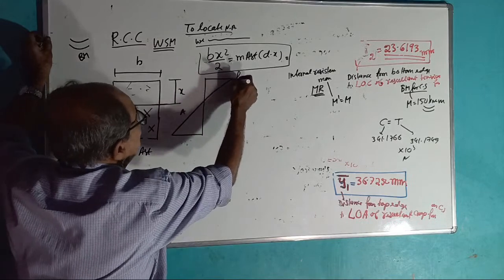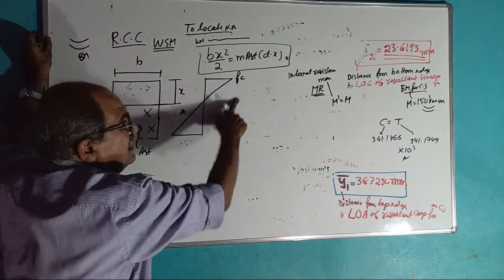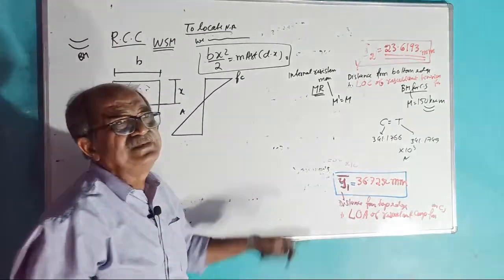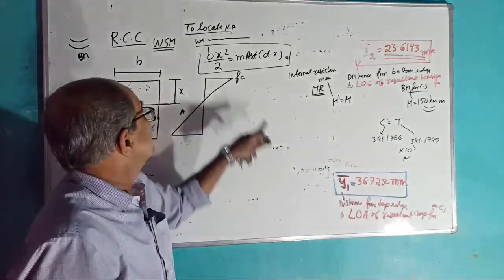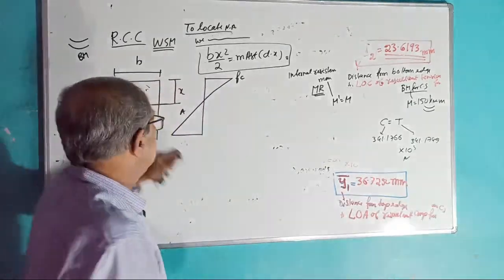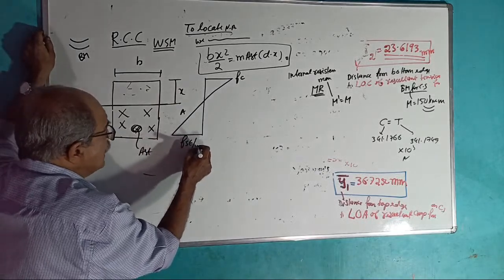I take FC. It is not sigma CBC. So many people take sigma CBC. Wrong. It is not sigma CBC. It is the stress developed in concrete. This is FST. FST by M comes.